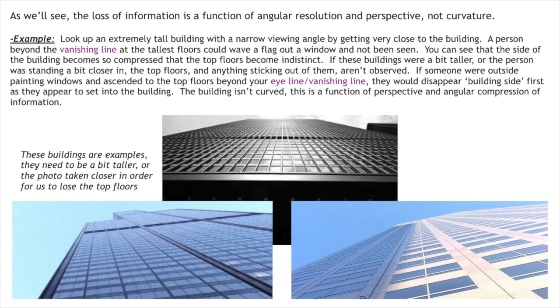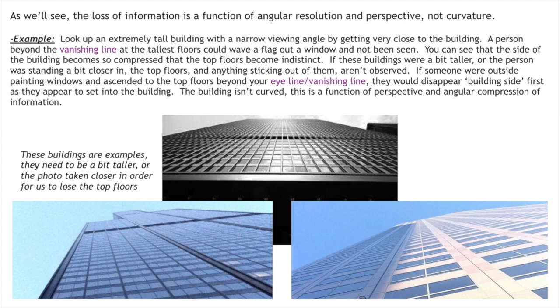So here's another example. If you look up at an extremely tall building with a narrow viewing angle by getting very, very close to the building and looking up, a person beyond the vanishing line at the tallest floors could wave a flag out the window and they wouldn't be seen. You can see that the side of the building becomes so compressed that the top floors become indistinct in these photos. The floors are somewhat distinguishable lower down in your eye, but as they get higher up, they become merged and very difficult to distinguish from one another.